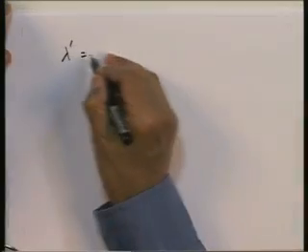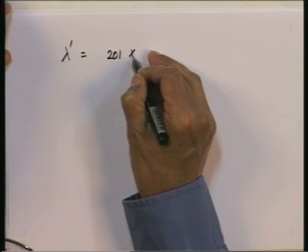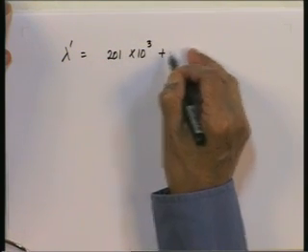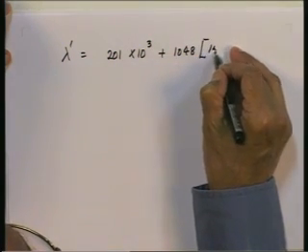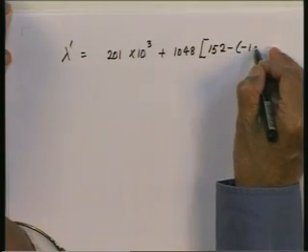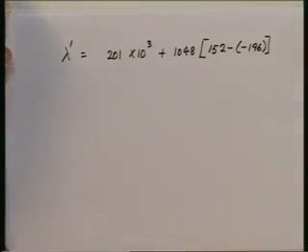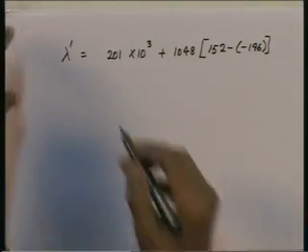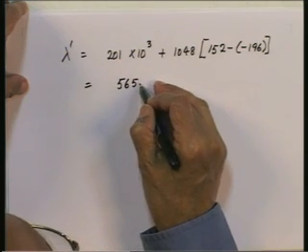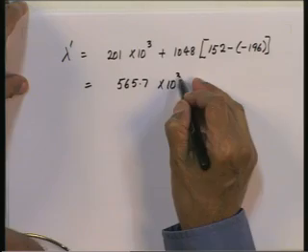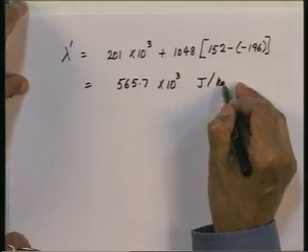Now, we calculate first of all lambda prime. Lambda prime is the latent heat plus the enthalpy associated with the superheat. So, 201 into 10 to the power of 3 plus the average specific heat of the vapor multiplied by 152 minus 196, that is at the mean film temperature, and this will come out to be 565.7 into 10 to the power of 3 joules per kilogram.